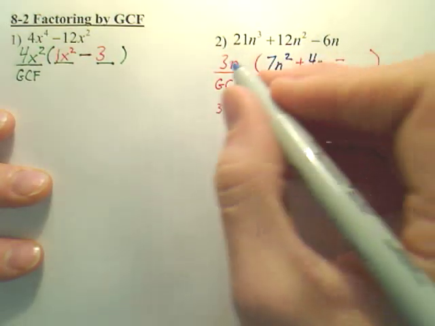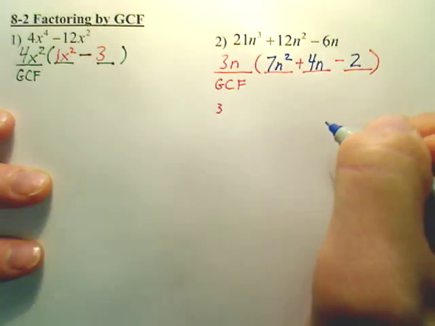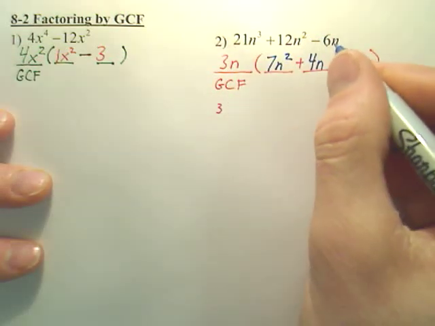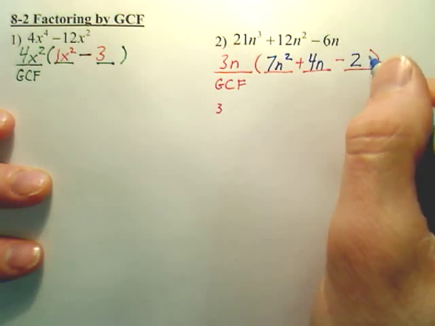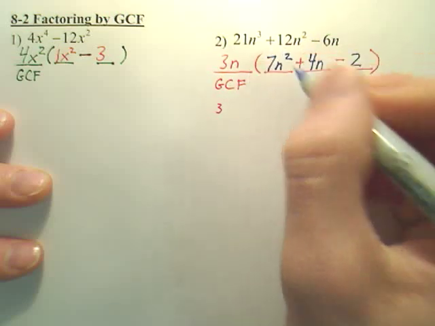And then the last piece, 3 times what will give you negative 6? I think that's a 2. And n times what is n? It's 1, so you don't really need anything. And again, that's a minus because that's a minus. That's a plus because that's a plus.